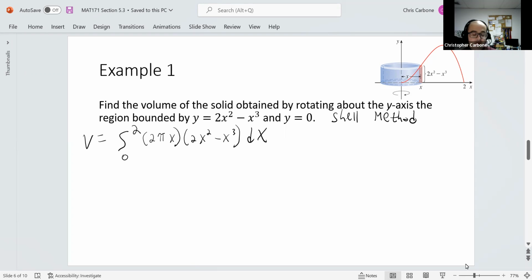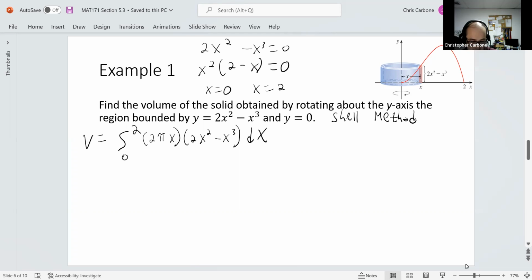The reason it goes from 0 to 2 is because we need to solve 2x squared minus x cubed equals 0. You can factor out x squared times (2 minus x) equals 0, which is where we got x equals 0 and x equals 2, respectively.